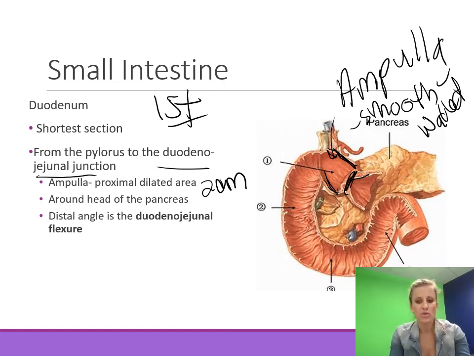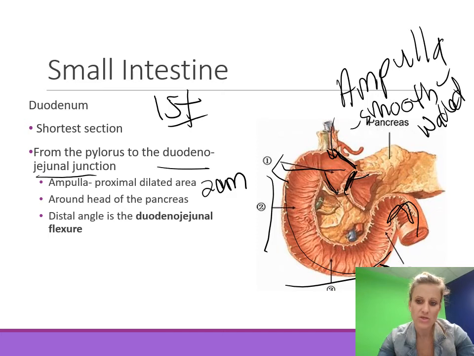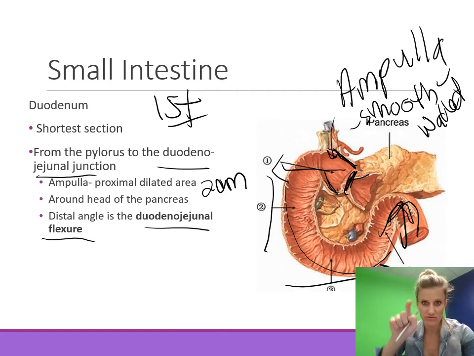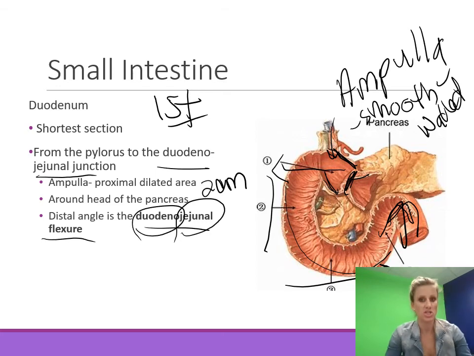When we look at the duodenum, you see that it extends to the right, and then down, and then back to the left again. And as it does this, it curves around the head of the pancreas. This most distal angle that you see right here is referred to as the duodenojejunal flexure. And again, there's this tight flex as the duodenum goes up and then curves down again. And that's the connection between the duodenum and the jejunum.